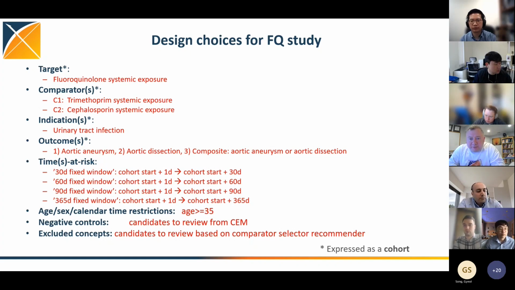Amir, you got your hand raised? Yeah, I mean, one question was, why do we have two comparator groups? Was there a potential issue with either of them? Because I have faced this question recently from a journal, why do you have two? So I was wondering, why do we have two?